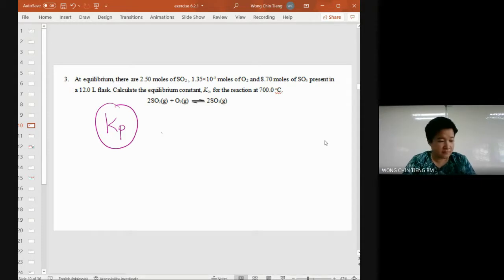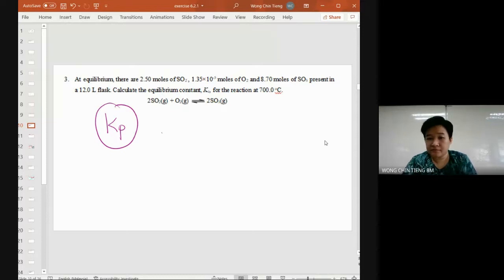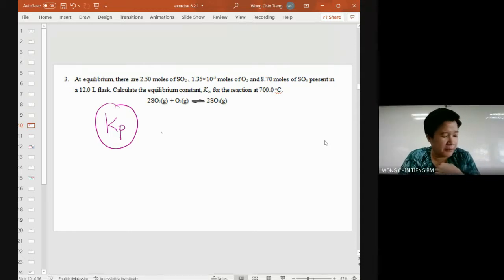Azri dah? Azri, jawapan besar ke kecil? Jawapan besar. Thank you. Yang masuk lambat tadi. Alia, saya nak jawapan. 1.35 darab 10 kuasa 5. 1.348 darab 10 kuasa 5. Betul? Alright, times 10 to the power of 5.